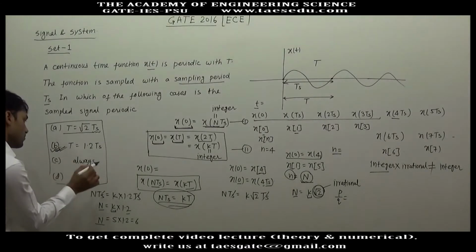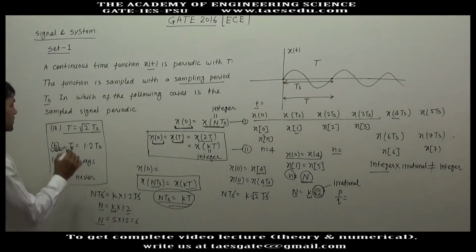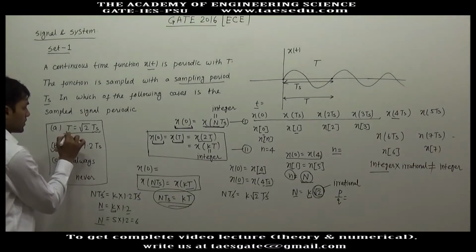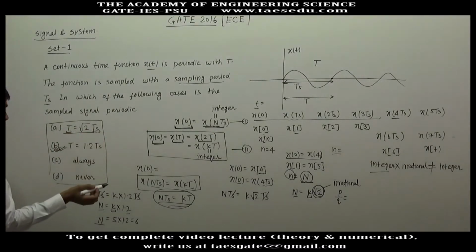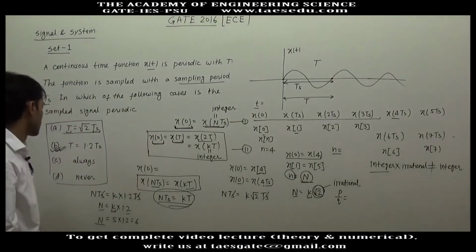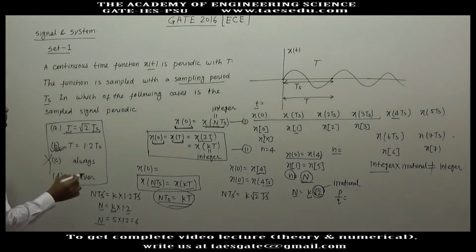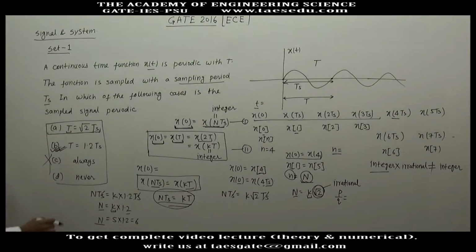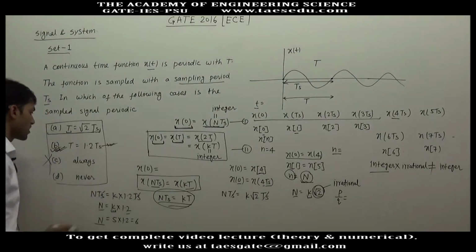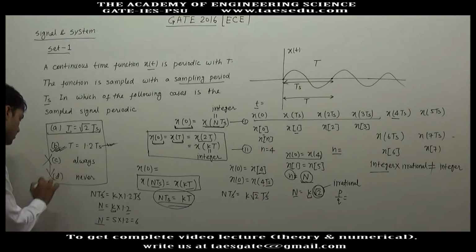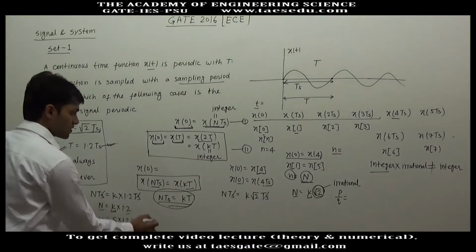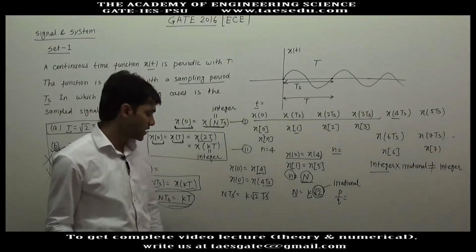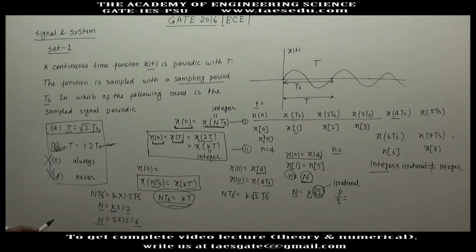This will not be correct, because this will not always be periodic. If T and Ts have an irrational relation, we are not going to get the sampled signal as a periodic signal. So "always" is not a correct option. And since this option is satisfying our condition, "never" is also a wrong option. So in this case, after 6 samples it will be periodic with n equal to 6. You can verify it also.